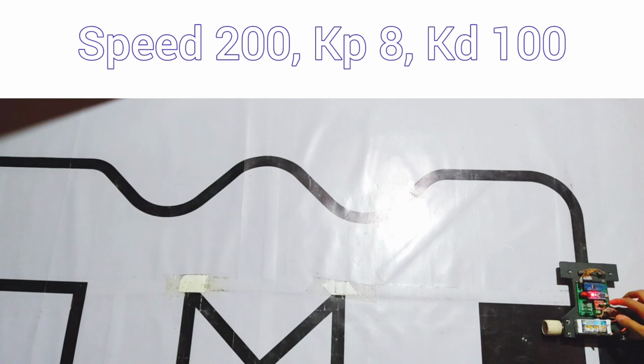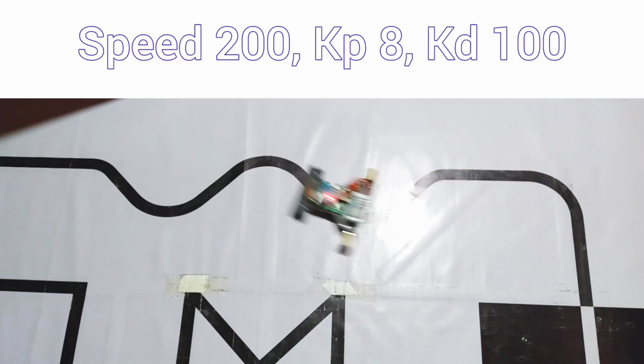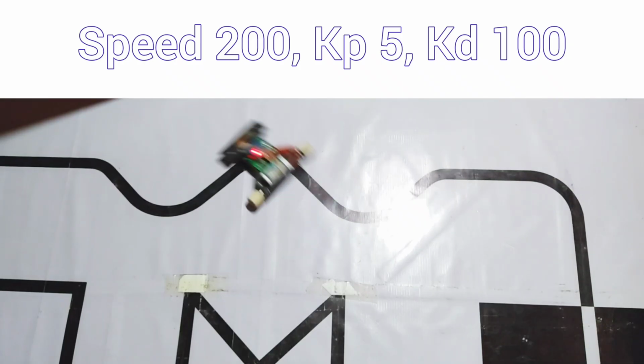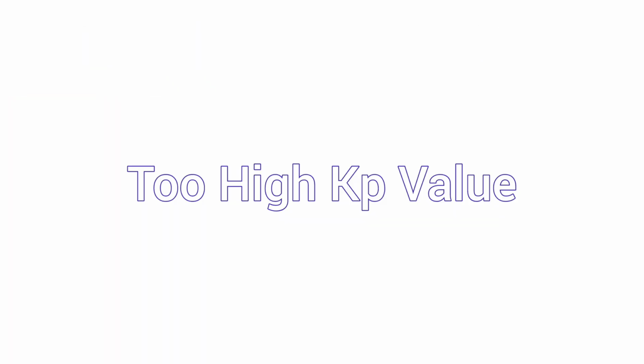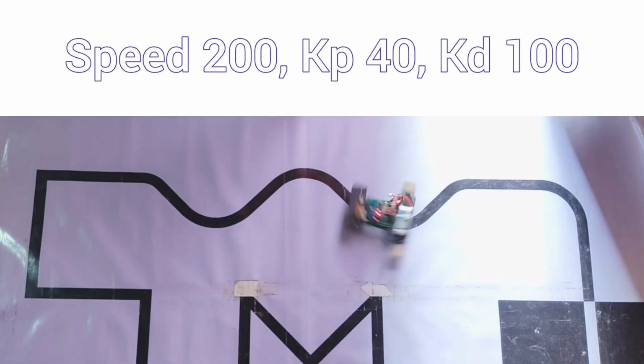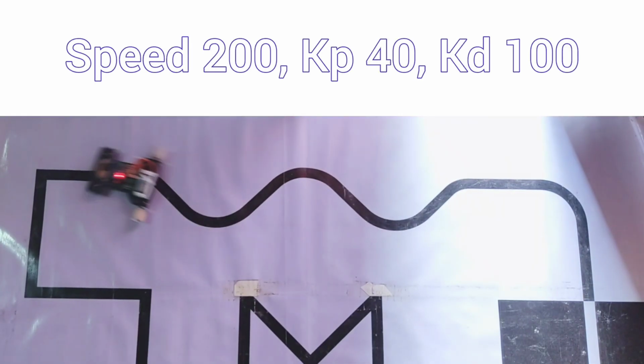First, I tried a KP value of 8, and the robot followed the line smoothly, sticking perfectly to the path. Then, I reduced the KP value to 5, and I noticed that the robot started drifting away from the line during operation. This happened because the response was slower due to the lower KP value. Next, I tested an extremely high KP value of 40. In this case, the robot began to oscillate because the response to line correction was too aggressive.